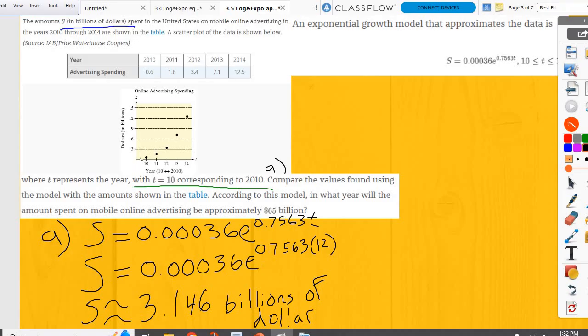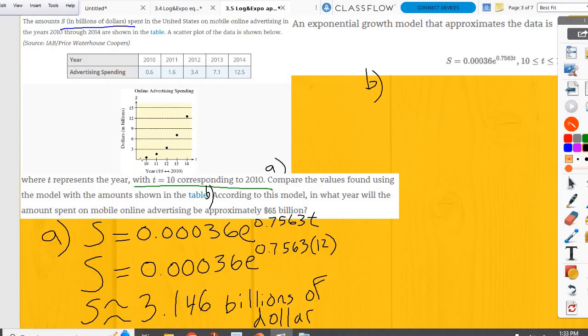Are we all okay with that? If I give you a model and I give you a time, we can plug in, yes? So either find spending or population or something like that. Okay. Because then on part B, it asks us, according to this model, in what year will the amount spent be approximately $65 billion? So I'm plugging in 65 for S.